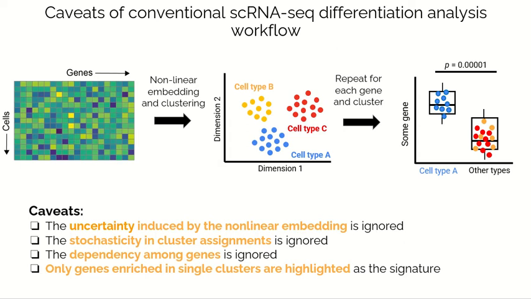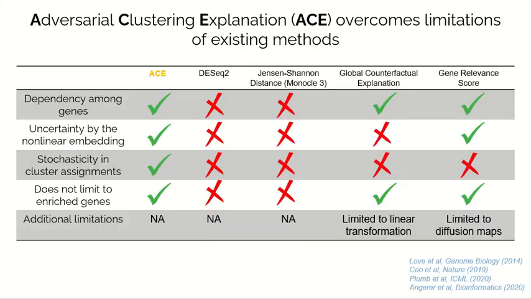And finally, only genes enriched in a single cluster will be highlighted as the cluster-specific signature. But what about those depleted genes? Though there exist many methods to tackle this problem, they all suffered more or less the limitations I mentioned earlier. To tackle all these limitations, we therefore propose ACE, which stands for Adversarial Clustering Explanation.